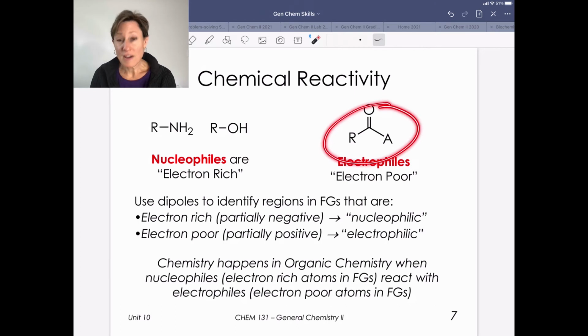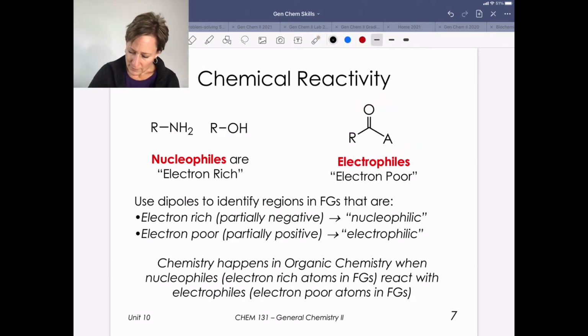Then there are things that are electrophiles. Remember, if we were to draw a dipole on this carbonyl here, we'd draw it like this. The oxygen on that carbon-oxygen bond is going to be partially negative, but we're going to have a partial positive on the carbon of that carbonyl group. Notice I didn't say a functional group, because depending on what this A is here is going to determine, is it an amide? Is it a carboxylic acid? Is it an ester? Okay, what kind of carbonyl containing functional group do we have? But carbonyl groups are incredible electrophiles.